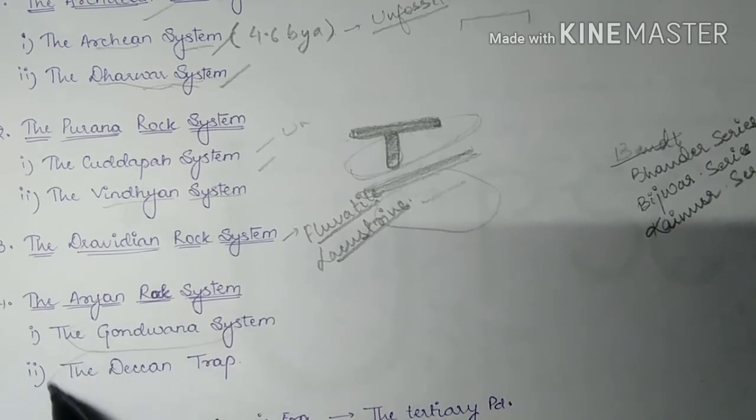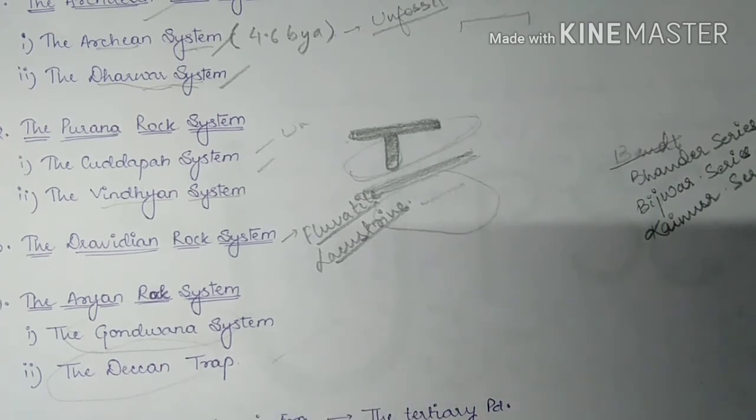Then, lastly, we have the Deccan Trap. During this period, we had evolution and eruption of volcanoes that had started. These rocks were formed at the end of Mesozoic era. This period is marked as transgression of seas and outpouring of huge quantity of lava. So the Deccan Trap has a total area of 5 lakh square kilometers that we have already studied in the physiographic regions of India.